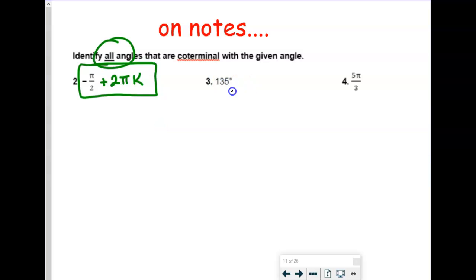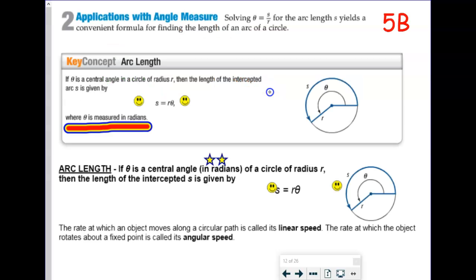And then what about when it's 135 degrees? 360 k or n or whatever you want to use. So for all, I love that question because it's less work. If I asked for one positive and one negative coterminal, then you got to go do the actual calculations. It's a little annoying. All right. So now, could y'all flip to the next side of your notes?